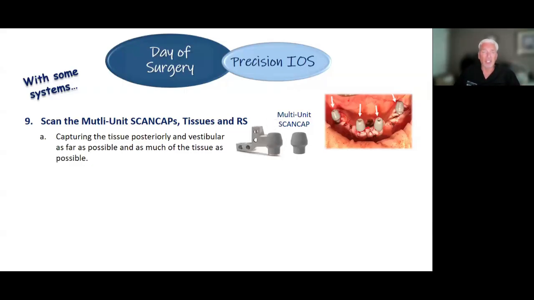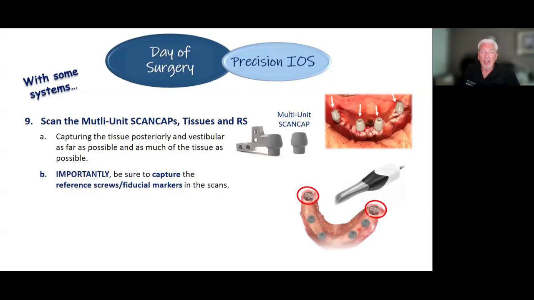As I was alluding to in the other slide, here is an off-the-splint system where they have a scan cap that can be used for suturing, and that scan cap is designed so its geometry matches the geometry of that scan body. Other companies may have similar things like that. So once again, it's very important when you are doing those scans that you are capturing those reference screws.